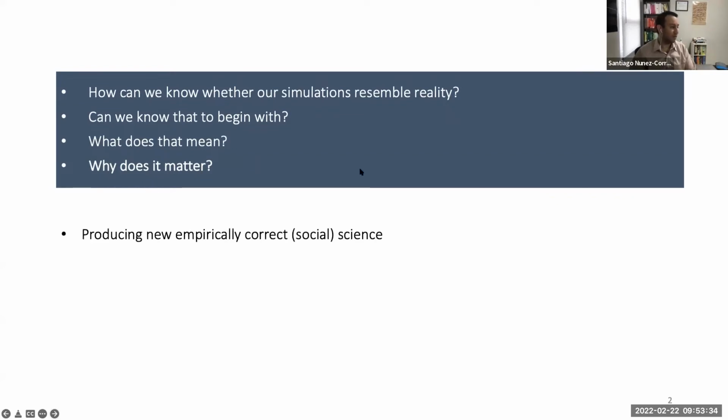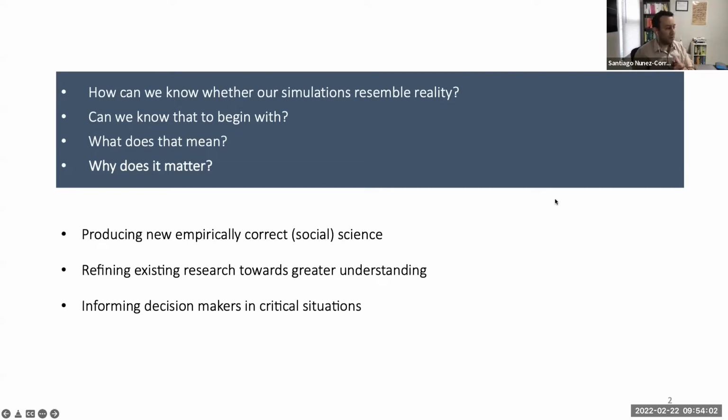Why does it matter? So basically, let's start by why it matters. First, we want to produce new empirically correct science, especially whenever we intersect with the social sciences, this becomes more challenging. The other part is refining existing research towards greater understanding. We want to extend what we know so that we may use it in new situations. This has been really pressing in the case of computational epidemiology in the last couple of years. Also, we want to inform decision makers in critical situations, and that can only be achieved properly if we have models that resemble reality as closely as possible.